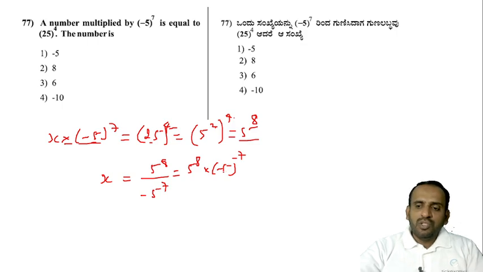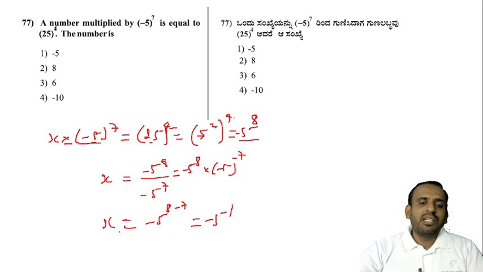Okay. So now, one more thing we can take, since we need to have the base the same, 25 can also be written as minus 5 square. For your information, yes, this can be minus 5 square because minus 5 square also gives us same 25. Fine. So now both are having the same symbols, minus 5. So it will be minus 5 to the power of 8 minus 7, which will give us minus 5 to the power of 1, which is nothing but minus 5. So we have the option 1, minus 5 is the right answer.